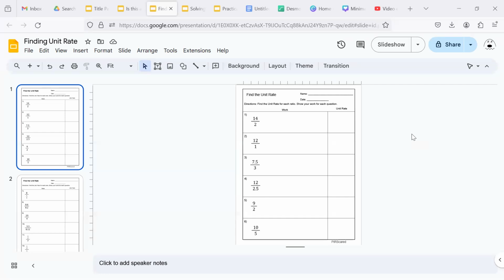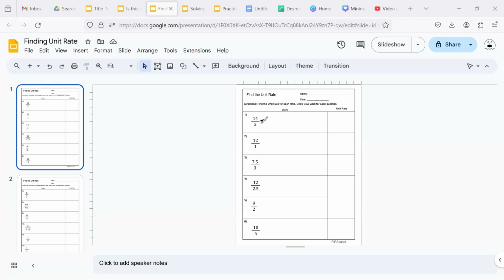All right, so this is my finding the unit rate worksheet. This comes right after our proportional worksheet. And so for unit rate, that is where we are trying to find one of something. And for unit rate, we have our students find one in the denominator. So if I were to try this first problem, I have two options.